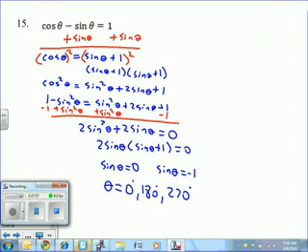I'm pretty sure at least one of them does. 0 works when you plug it in. 180 does not work when you plug it in. So your answer is just theta equals 0 and 270 degrees.